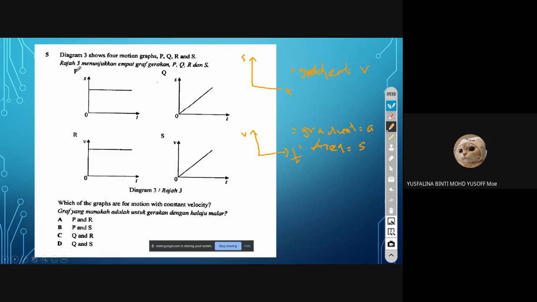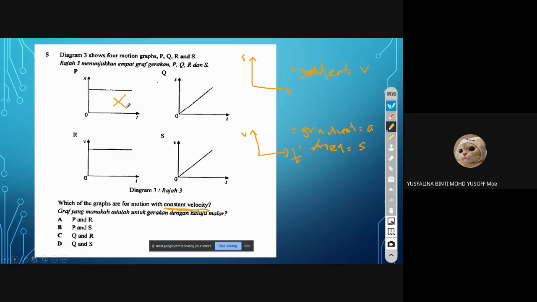For P, this one is S over T. You want the constant velocity here, right? So if I want to find the velocity, I need to find the gradient. Can I draw a triangle here? No. So the gradient is 0, and the gradient 0 means the velocity is also 0. So P is wrong.